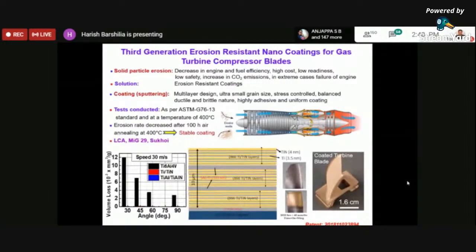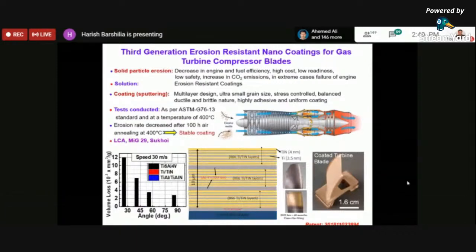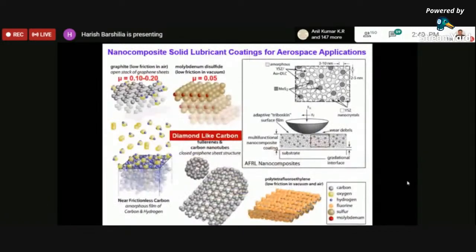Then you find that on the left hand side, this one graph is there. The performance of the coating, you can find that the performance of these compressor blades improves by a factor of about 100 when you apply a very thin coating of say 5 to 10 micron of these kinds of coatings. So you can save money as well as time to run your aircraft.